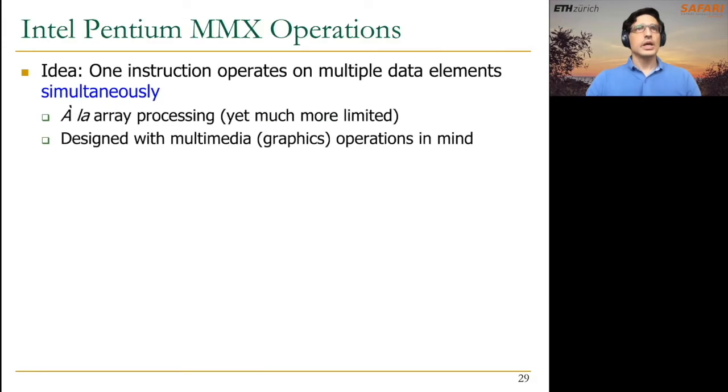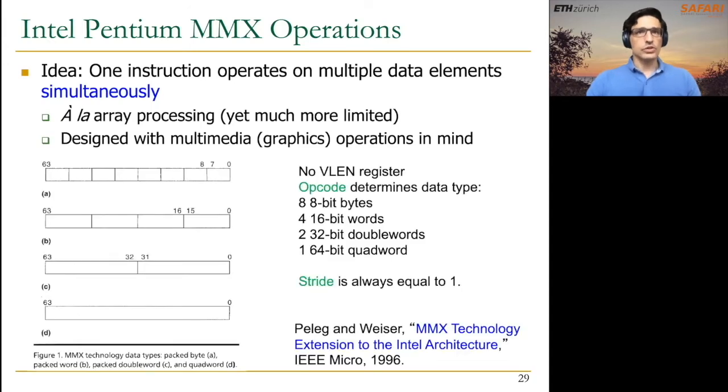Let's take a closer look at the Intel Pentium MMX operations as an example of this SIMD extension. If you have, for example, a 64-bit adder or ALU, you can operate on 64-bit elements, or you can operate on 2 32-bit elements at once, or 4 16-bit elements, or 8 bytes, right?